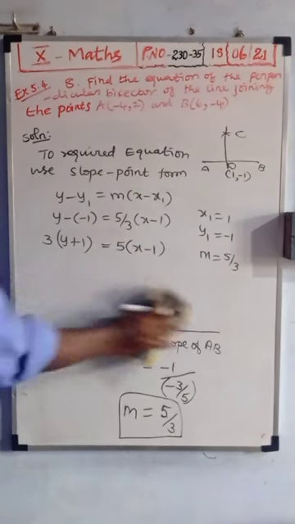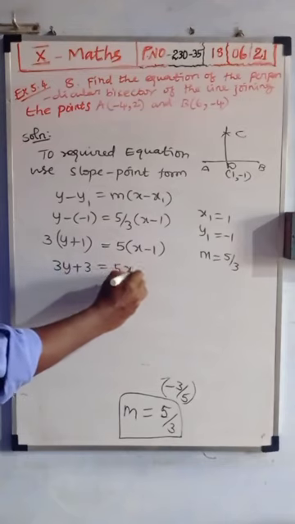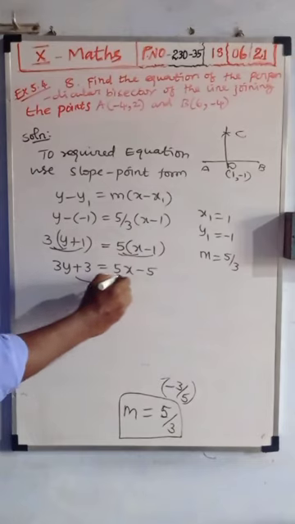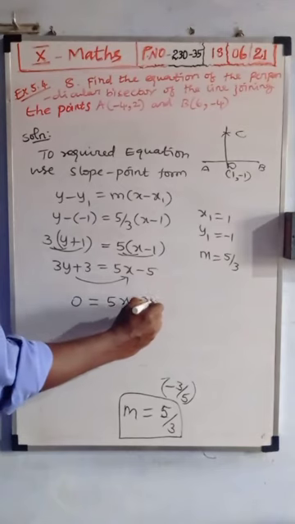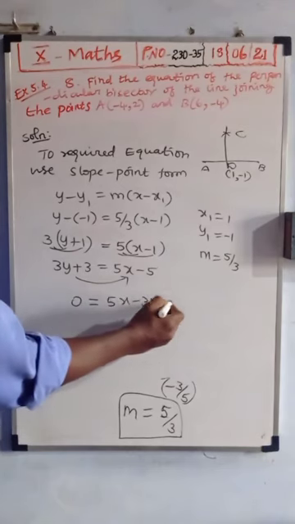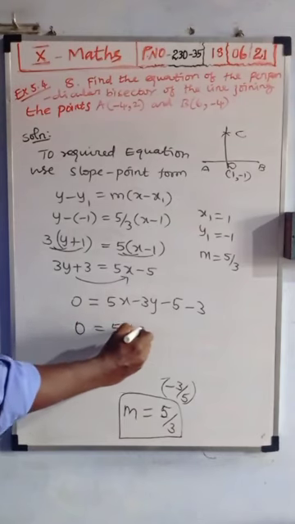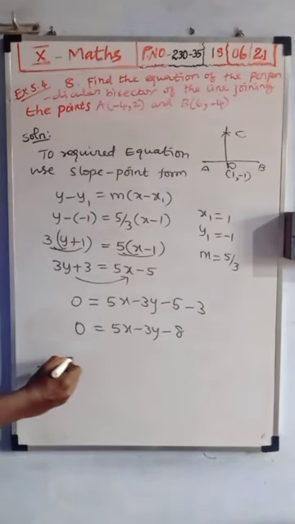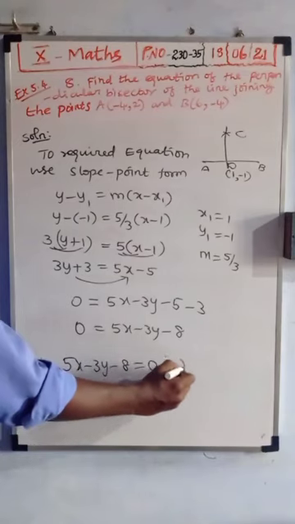You simplify this. So 3 into y, 3y plus 3 ones are 3, is equal to 5x minus 5. Here 3 is common, here 5 is common. Now always we want x to be positive, so both terms go that side: 5x minus 3y, minus 3y, then plus 3 comes minus 3. So 0 is equal to 5x minus 3y minus 5 minus 3, which means minus 8. That's all. Therefore you should write 5x minus 3y minus 8 is equal to 0.